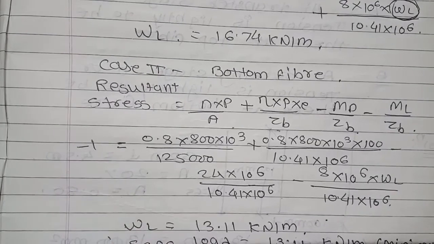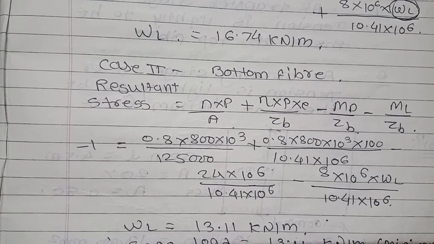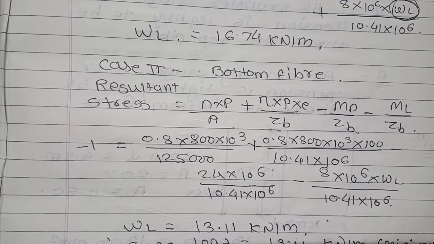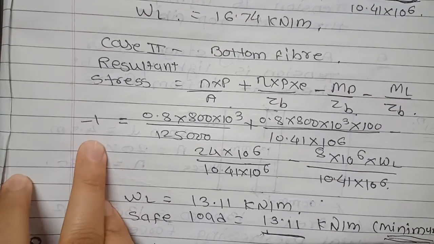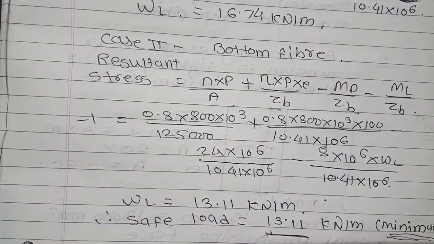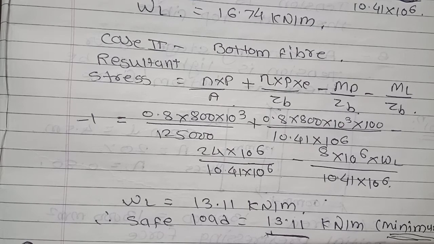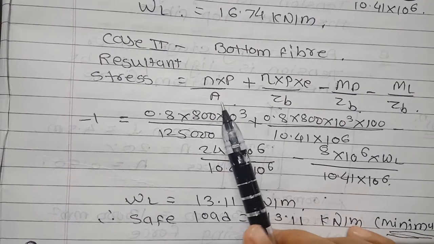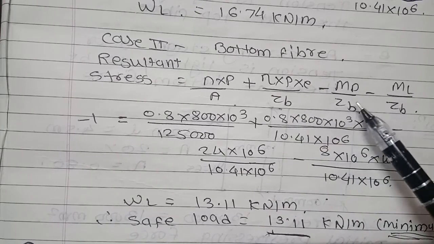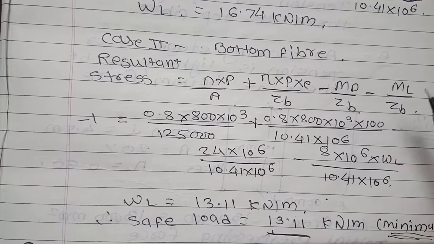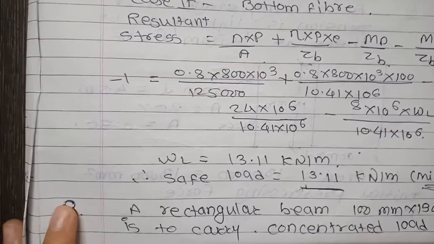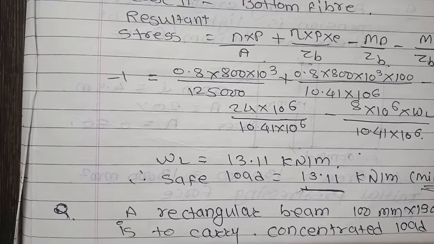Now in case 2, that means bottom fiber, in the given problem the tension value is also given, that means at the bottom fiber the resultant stress is given, that is 1 Newton per mm square. It is in tension, that's why I put -1 here. That means resultant stress -1 equals the summation of all the stresses. First of all, stress due to pre-stressing force plus stress due to eccentricity plus stress due to dead load bending moment, plus stress due to live load. Put in all the values and calculate WL equals 13.11 kilonewton per meter.